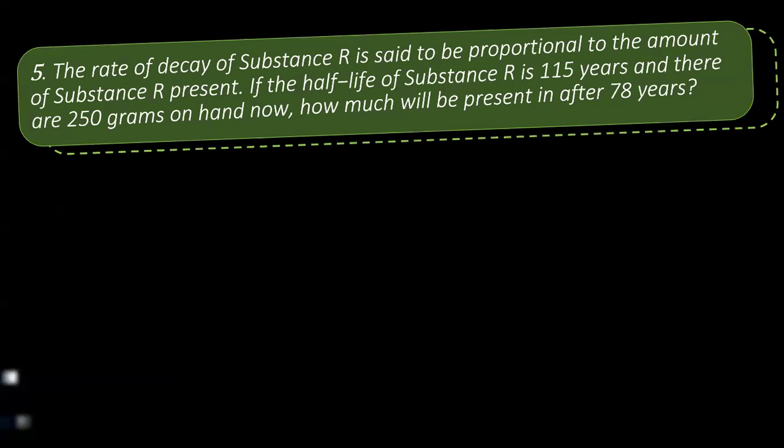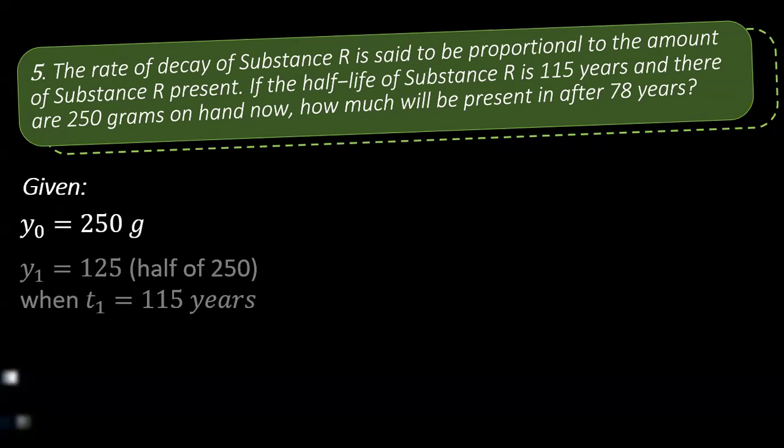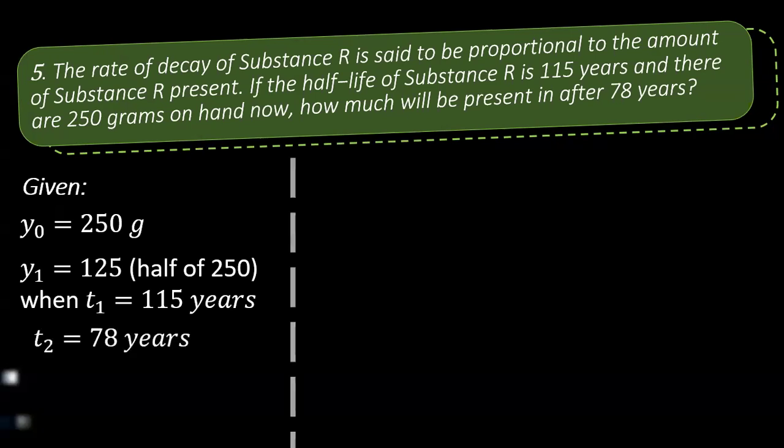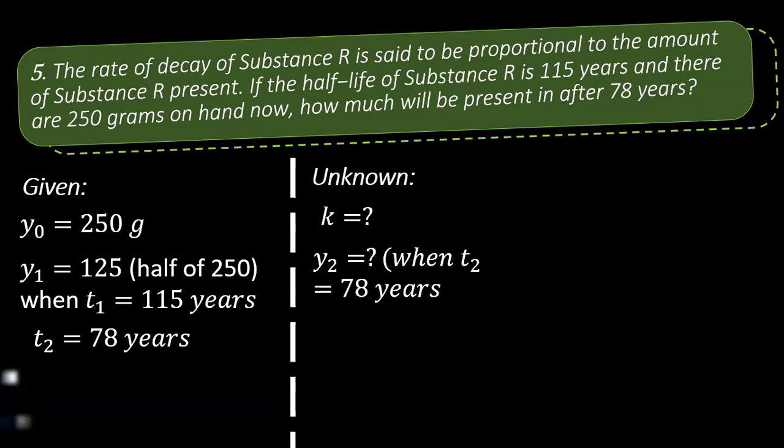The rate of decay of substance R is said to be proportional to the amount of substance R present. If the half-life of the substance R is 115 years and there are 250 grams on hand now, how much will be present after 78 years? So for our given, y sub 0 is 250 and y sub 1 will be cut into half, so it becomes 125 after 115 years. T sub 2 is 78. Next, we find k and y sub 2 after 78 years.